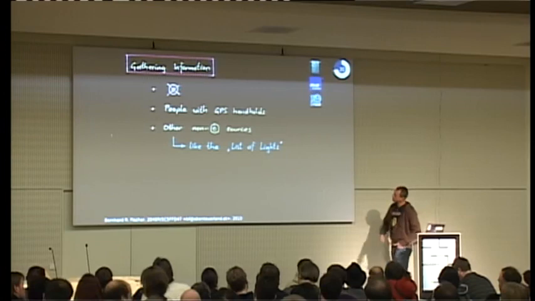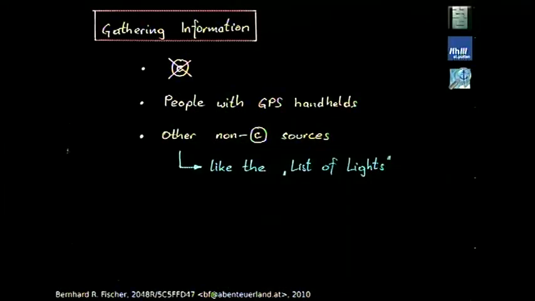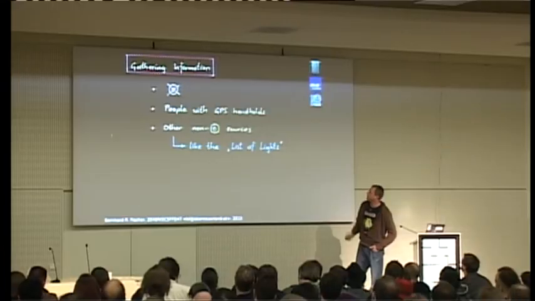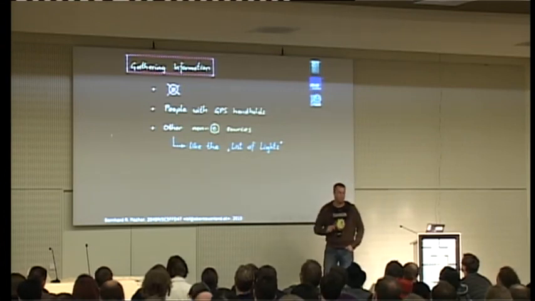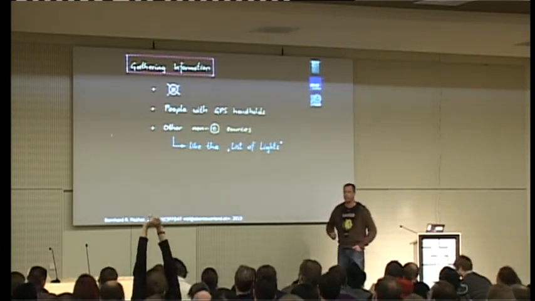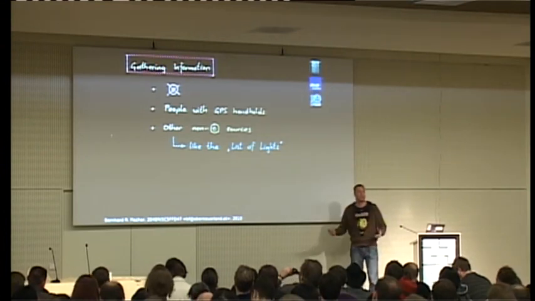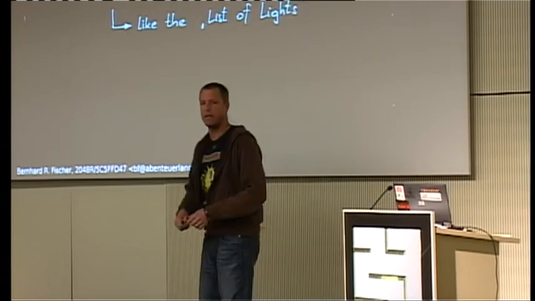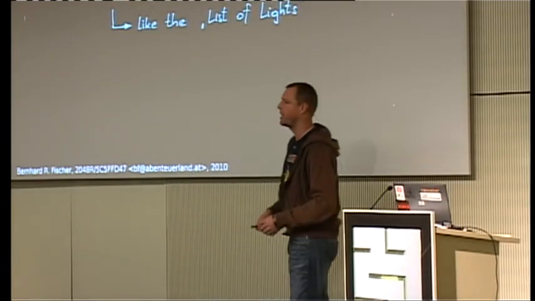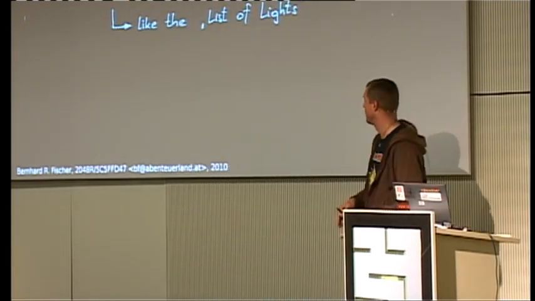Okay, let's go ahead and look at how we can gather information into this sea chart in such a way that it is reliable. Well, there are several options. One is to use data that is not copyright protected, so public data. We can also let people walk around with their GPS devices, collecting data and entering it.